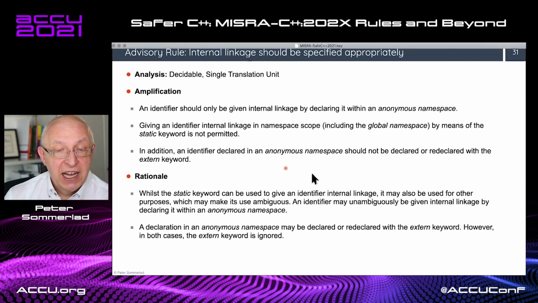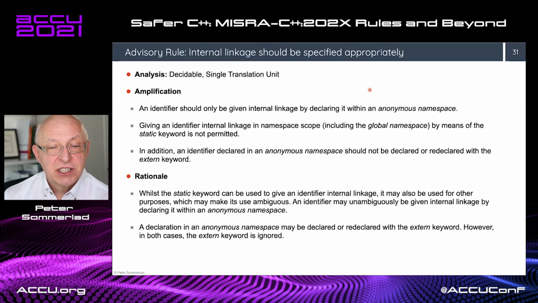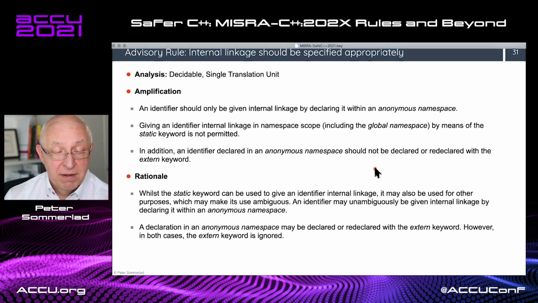Another guideline, internal linkage, relates to what we had with the static before. Internal linkage should be specified appropriately, and it's on the level of advisory rule, because you might have a code base that is using static for functions throughout without using anonymous namespaces, and you might have good reasons to not change it, because adding the anonymous namespace is cluttering your code. That's why you can deviate from using anonymous namespace, but you could easily also refactor code, getting rid of the static specifying the linkage for functions, and use the anonymous namespace instead, which this rule is actually guiding you to.